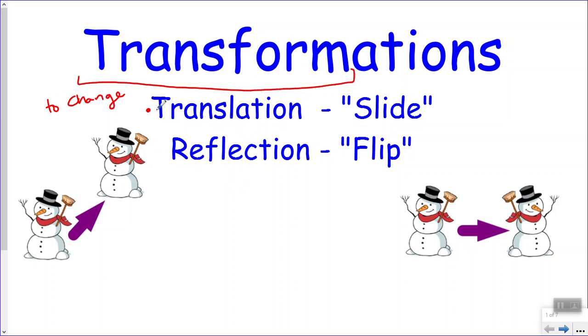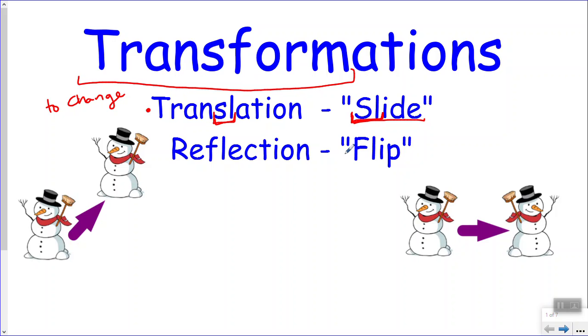The first is translation, and that is often referred to as a slide, where we just take a shape and we pick it up and we move it somewhere else. And we can remember that by looking inside the word translation. We see SL, which reminds us that we're going to slide.